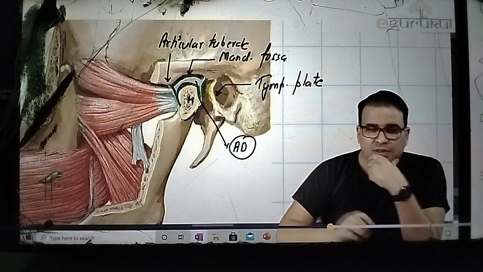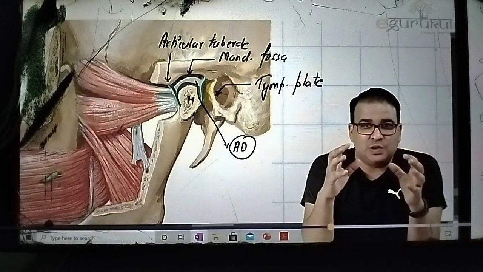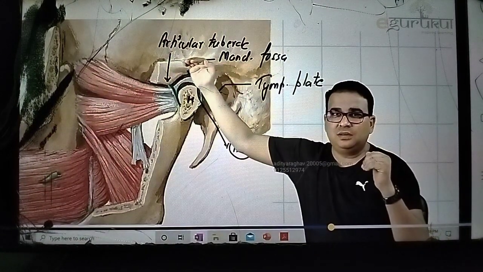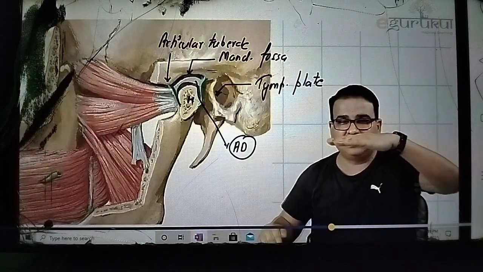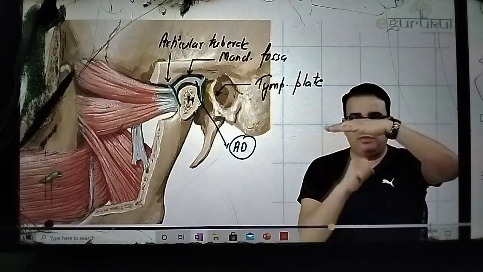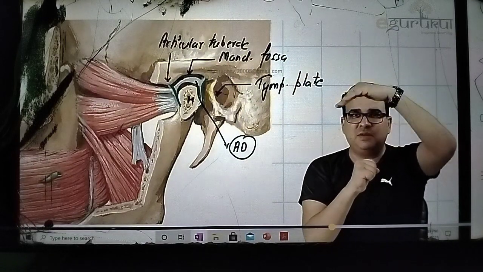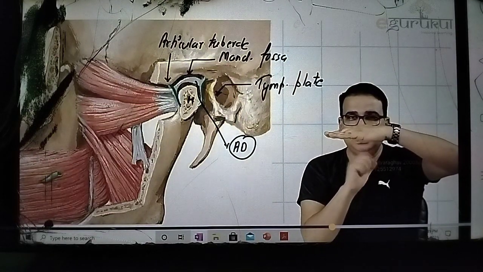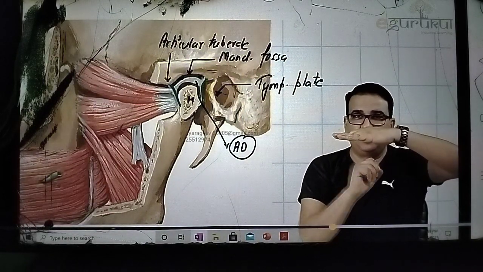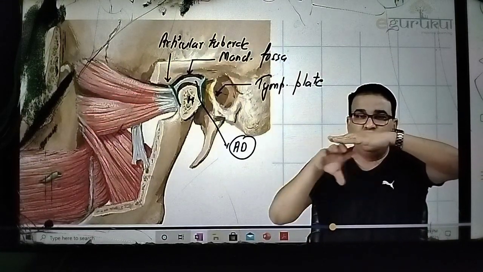Number two, this articular disc is so special because it is neither attached to the mandibular fossa nor to the head of the mandible. It is in the middle, in the air like this. The mandibular fossa is above, the head of the mandible is below. So this articular disc is neither attached above nor below. It is in between the joint. It is basically dividing the joint cavity into two parts. We have an upper joint cavity, somewhere here, and we have a lower joint cavity.